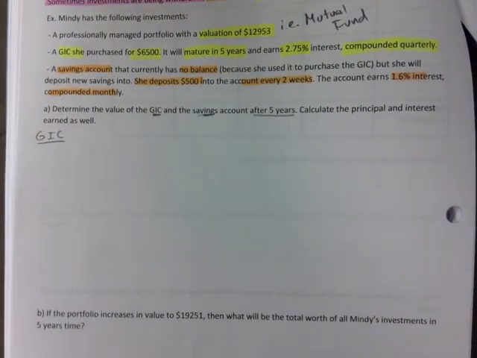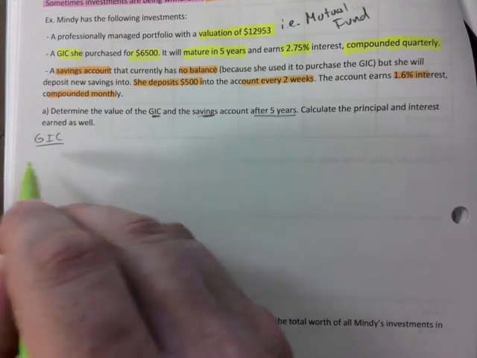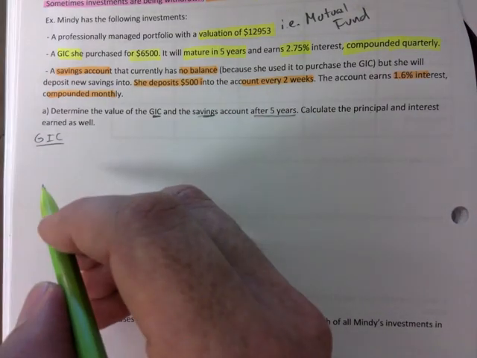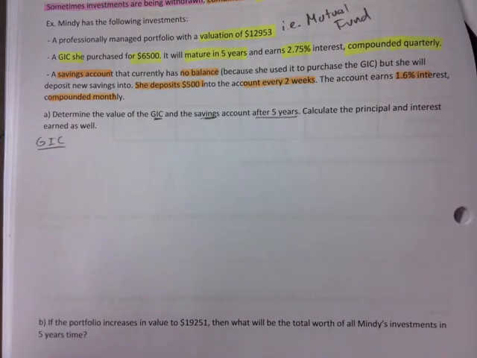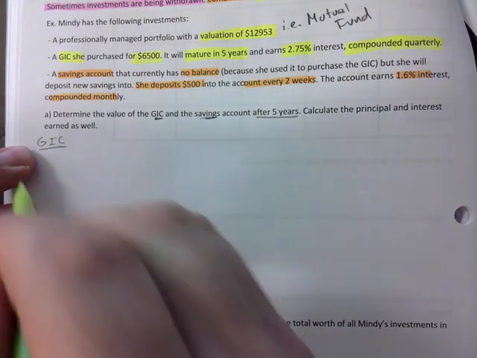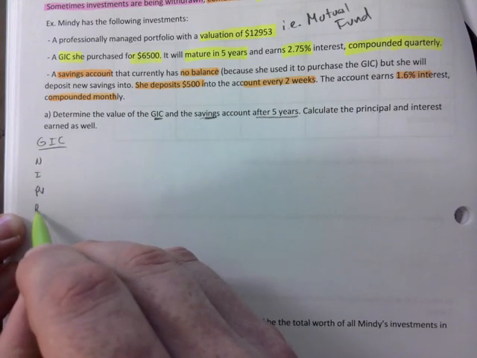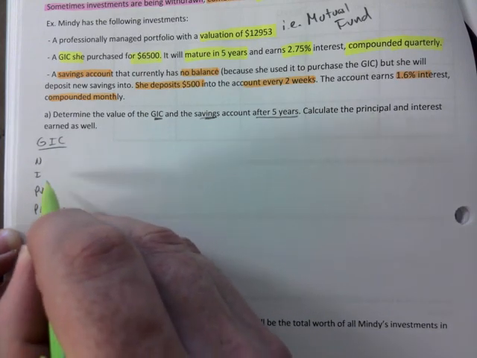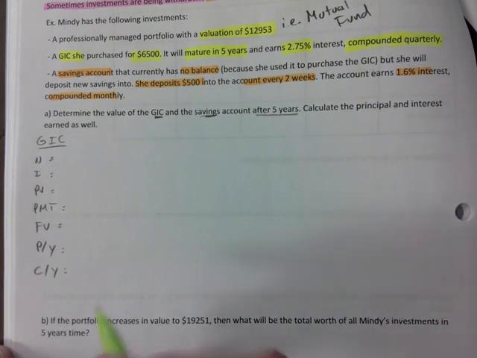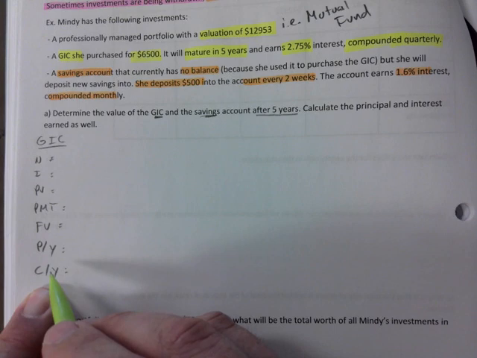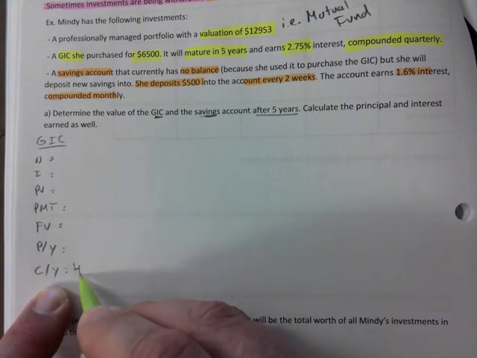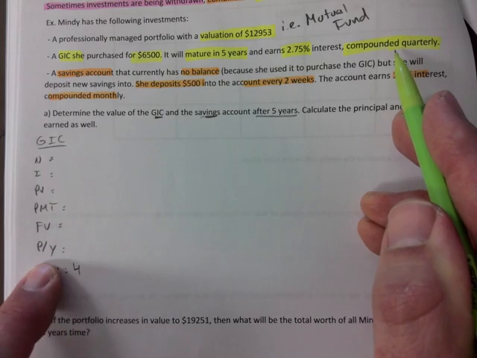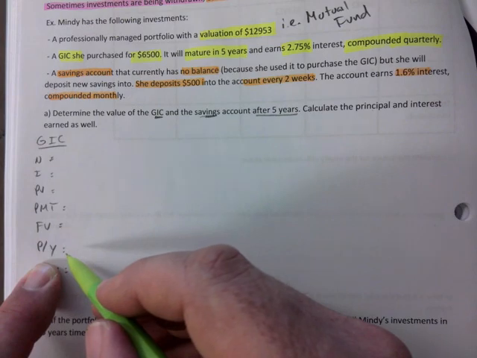Let's see if I can fit that in. There we go. So the GIC, just get my notes in order here. The GIC, we go N, I%, PV, PMT, future value, PY, CY. So let's figure that one out. What's happening here? Compounding periods for the GIC is quarterly. It says it right there. CY is quarterly. PY, does it mention any payments being made?